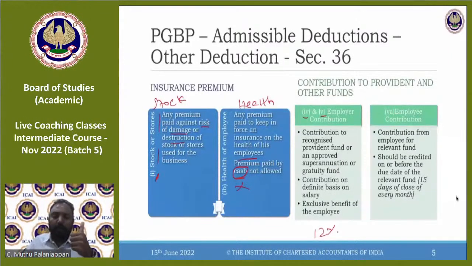Whatever is being paid by the employer is an exclusive benefit for the employee. Whatever you are spending towards this contribution to PF is exclusively for the benefit of the employee and nothing else. So this is purely the contribution by the employer for the benefit of the employee. This is the employer contribution.